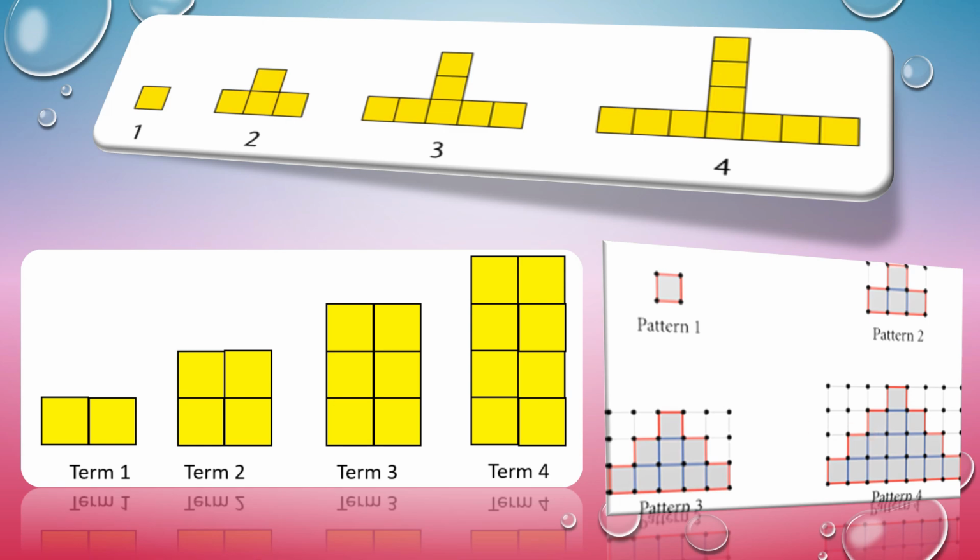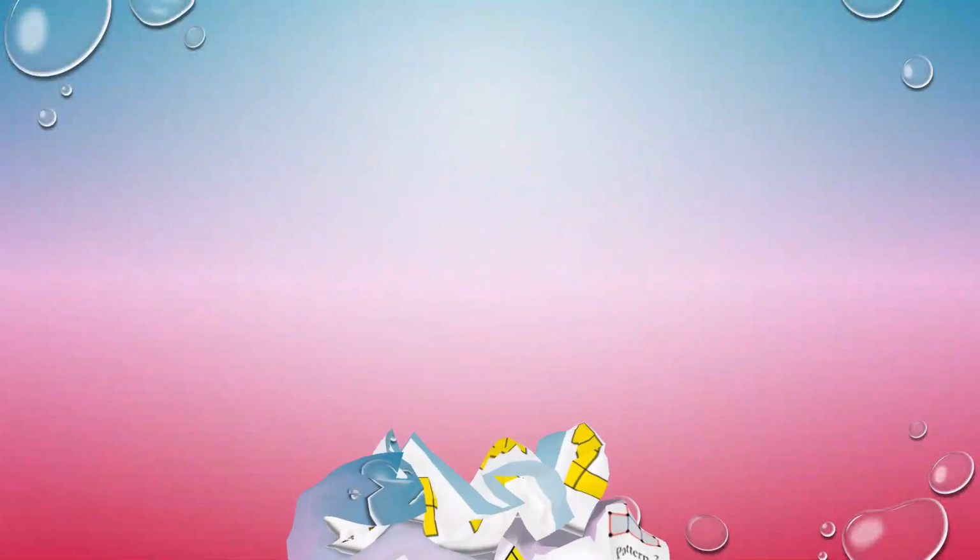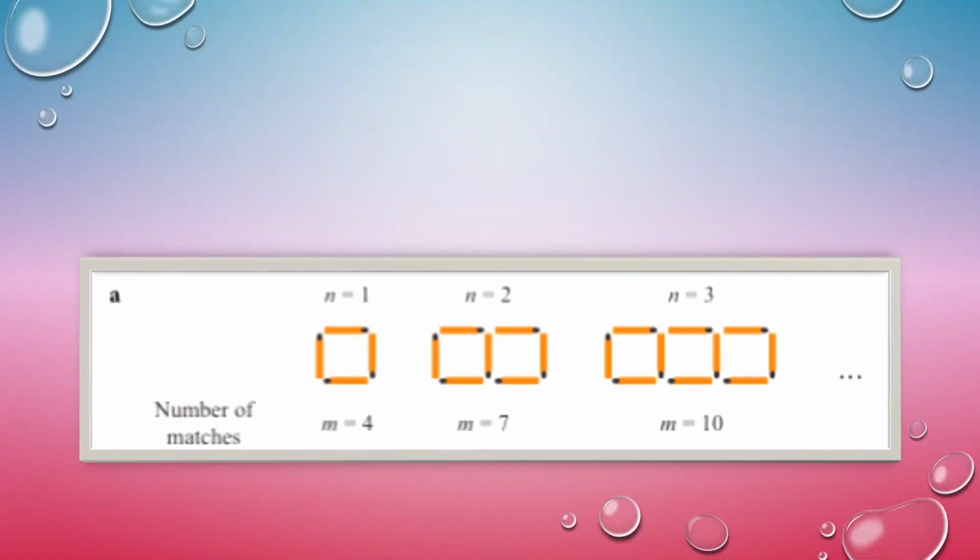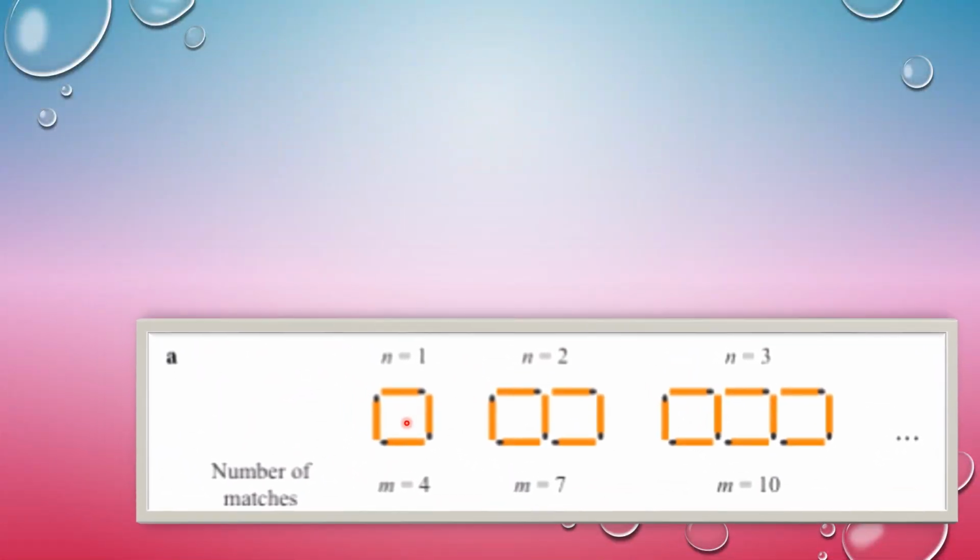Now let's solve some questions related to these patterns. This is a pattern. In this pattern, n indicates the term or pattern number. n equals 1 means pattern 1 has 4 matchsticks. This m is representing the number of matchsticks. In n equals 2, pattern 2, there are 7 matchsticks. In pattern 3, there are 10 matchsticks. Now let's see the question.